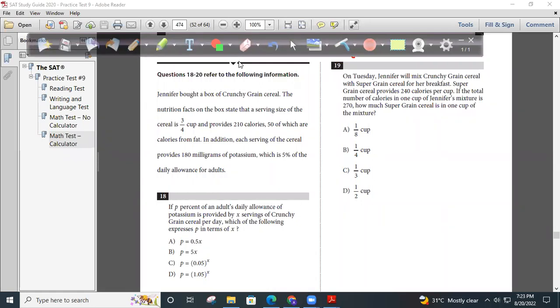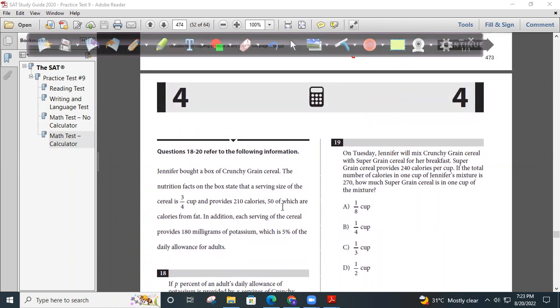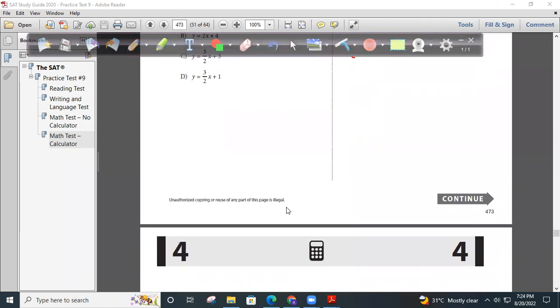Good. Three students gave me an answer, but it's not that easy. Read the question carefully. If not, you'll go wrong. Jennifer bought a box of... where is this question? Is there any other information or not required?